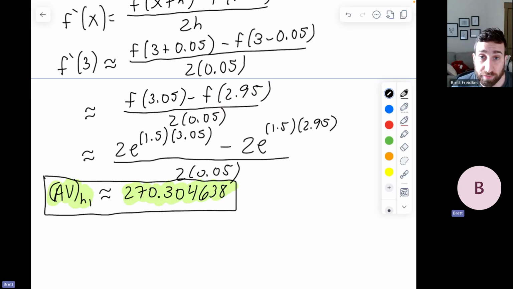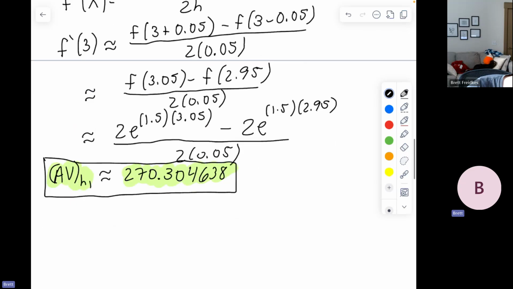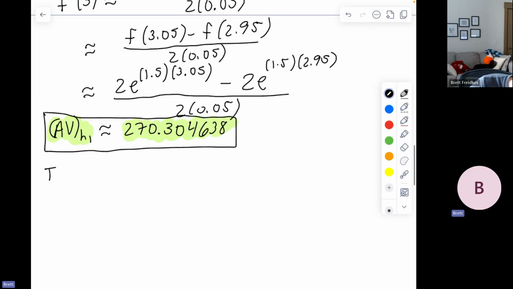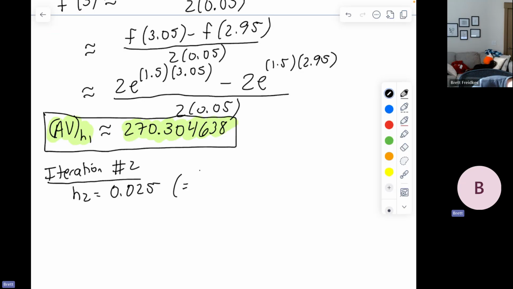And that's a general procedure for doing central divided difference method, given h and given the point of interest, which is 3 for this example. Now we'll do our second iteration, where we say that h2 is 0.025. And again, that's the same as half of h1.